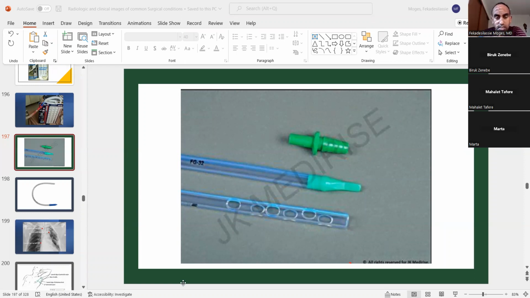So that is it. Abdominal drainage. When do you remove an abdominal drainage? These are related stuff. That's why I'm asking you, okay?